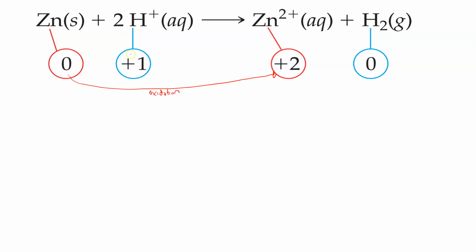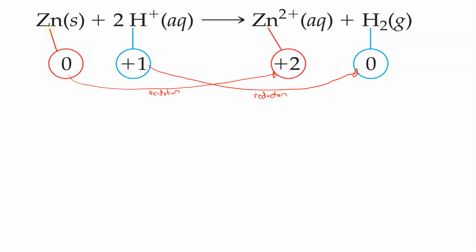Same respects here, you see how you're going from positive 1 to a 0. You see how it's become more negative. Whenever that happens, we call that a reduction reaction. Now, redox reactions have to occur together, meaning you need to have oxidation and reduction occurring simultaneously in order to have this reaction occur. So if something is losing electrons, something else has to be gaining them. That's just the way it works.